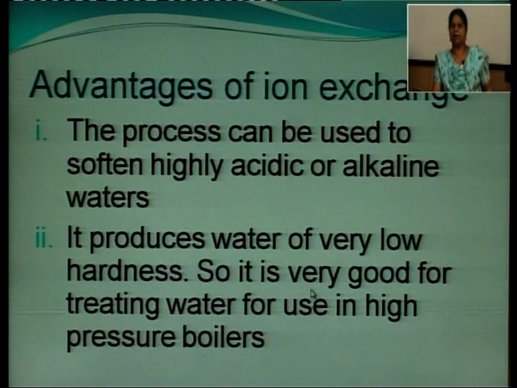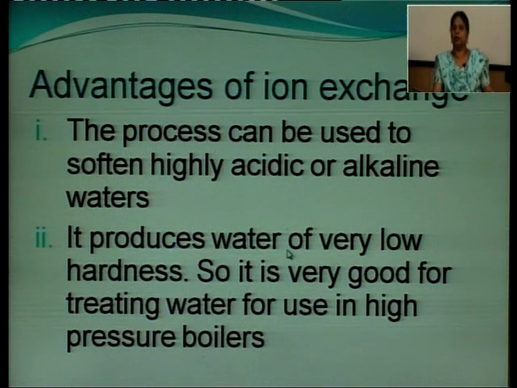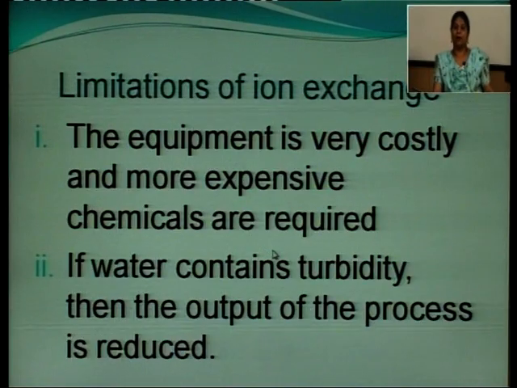Now, coming to advantages of this process, it can be used for treating or softening highly acidic or alkaline waters. This is an advantage over the permutit process, which cannot be used for acidic water. Further, this method gives us water of very low hardness, and as such it is very good for use in high pressure boilers where we require water of very low hardness. No doubt it has its own limitations also.